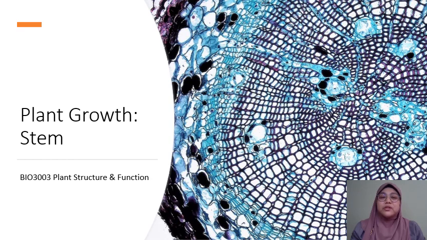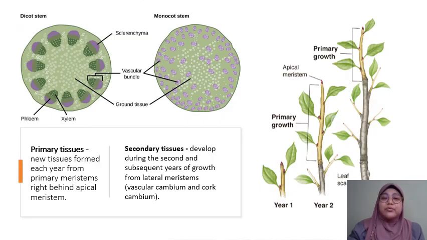For today we're going to continue with plant growth and development, and let's have a look at growth in stem. Each growing season, primary growth produces young extensions of roots and shoots, while secondary growth thickens and strengthens the older part of the plant. A woodland plant has both primary and secondary tissues.